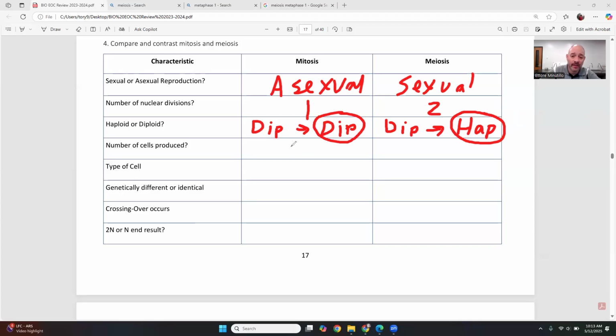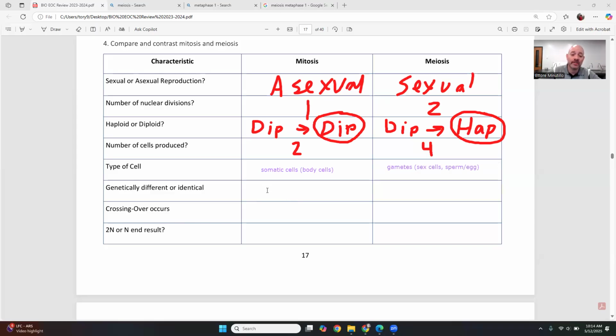Number of cells produced. In mitosis, we do this one division we mentioned here, and we go from one cell to two cells being made. In meiosis, we divide twice, so we went from 1 to 2, and then 2 to 4 cells. What type of cells? Well, mitosis is going to be about making somatic cells, which is our body cells. Meiosis is going to be about producing gametes, which are our sperm or egg cells.